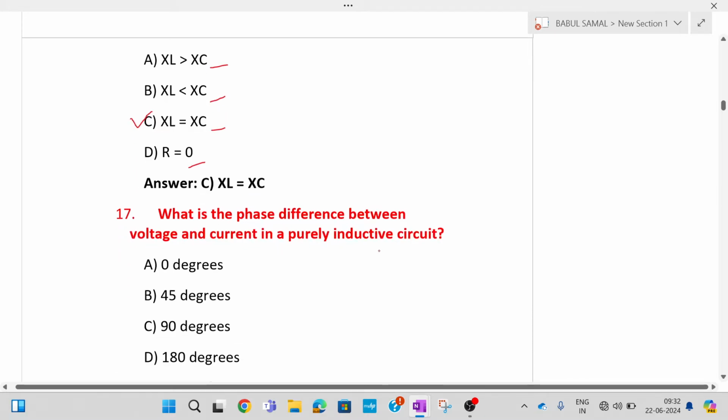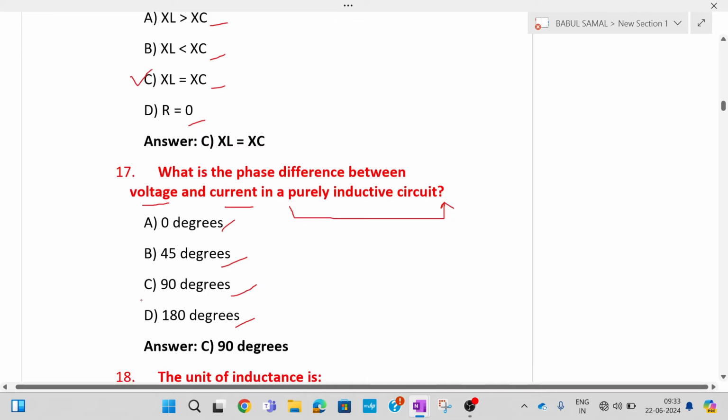Next question: what is the phase difference between voltage and current in a purely inductive circuit? Options are 0 degrees, 45 degrees, 90 degrees, or 180 degrees. So the correct answer is 90 degrees. The phase difference between voltage and current in a purely inductive circuit will be 90 degrees. Option C will be correct.